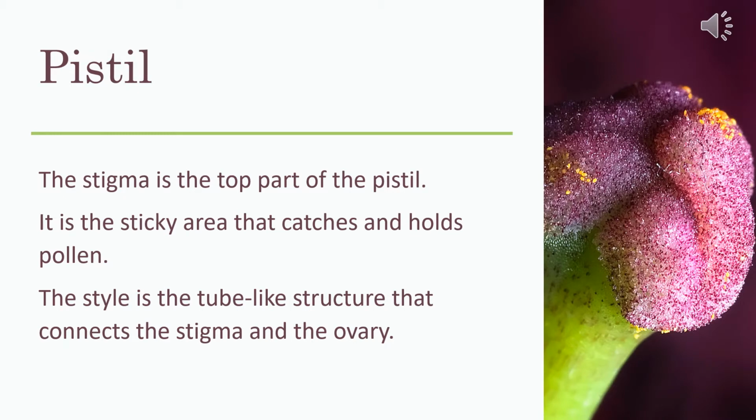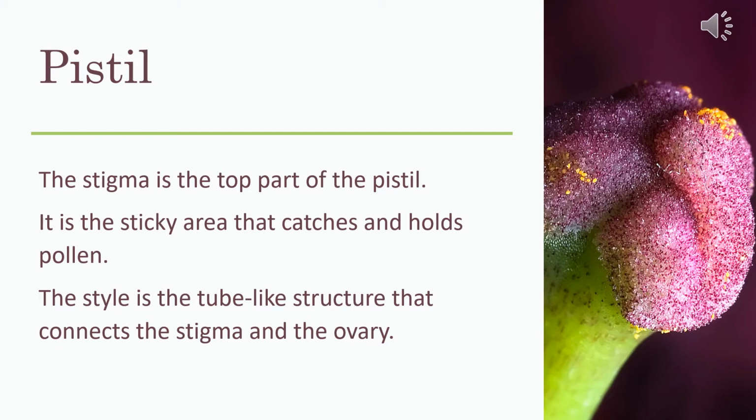Starting at the top of the pistil, we have the stigma. This is actually physically sticky so that it can catch and hold pollen. If we look at the image on the right, this is a perfect representation of a stigma. We can see the little yellow orange-ish spots. Those are grains of pollen that have actually been stuck.